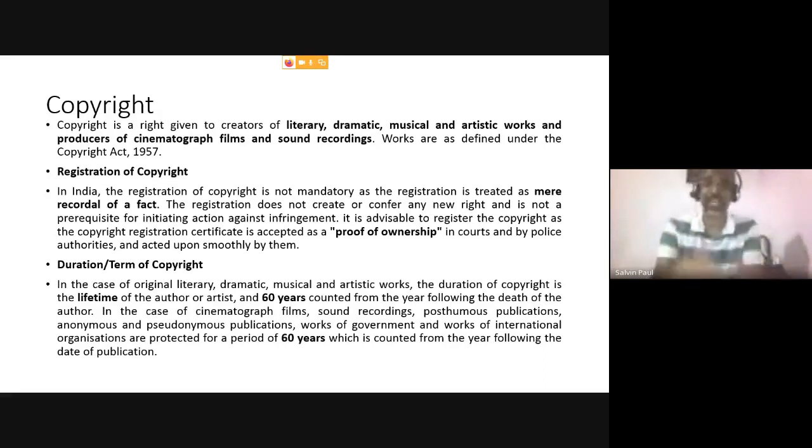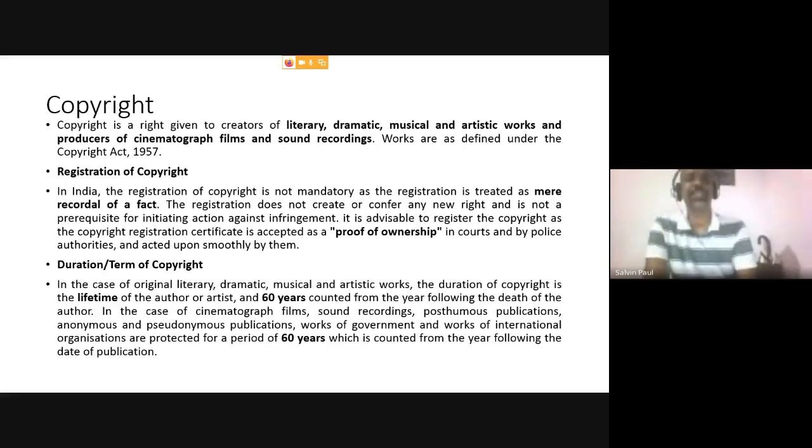But India, being a developing country where many people do not have awareness, and there is a lot of infringement, on such occasions registration of copyright can be used as proof of ownership in courts, or in front of police authorities, etc.